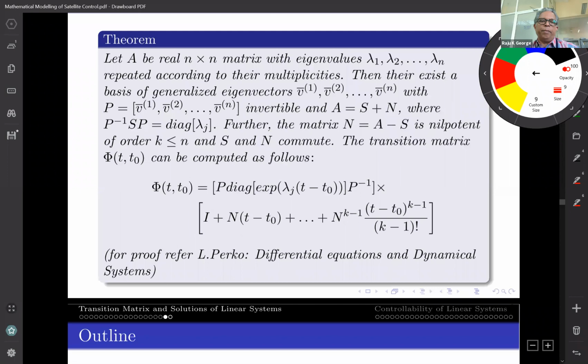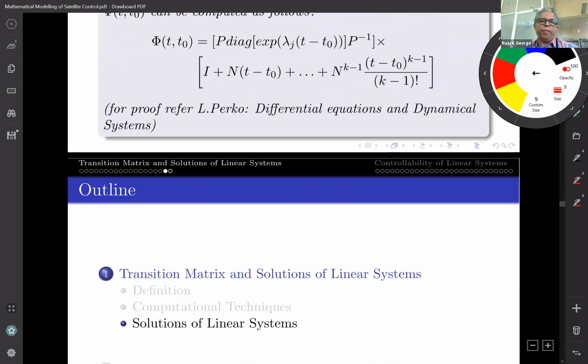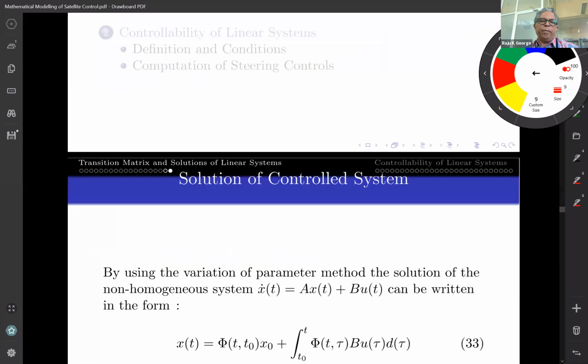Those of you who are interested can refer to the Perko book on differential equations and dynamical systems. So you can get the transition matrix even for the case where the matrix is not diagonalizable and the eigenvectors are not complete. Now we come back to the linear system.